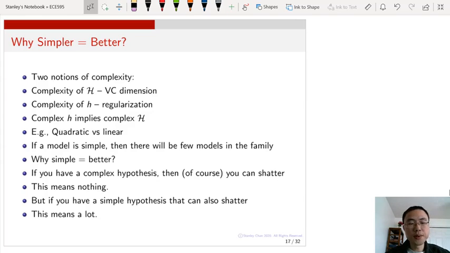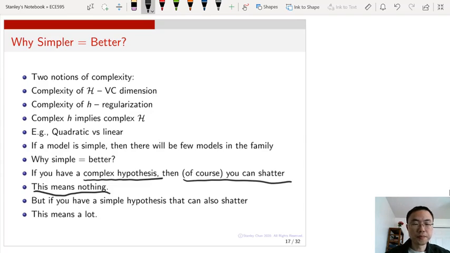So why does simple mean better? If you have a complex hypothesis, then certainly you can shatter a larger set of data points. But this may not mean anything. Because what is more useful is that if you can shatter the same set of data points using a simpler hypothesis, this actually means more.